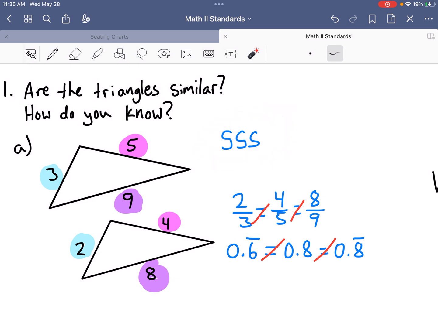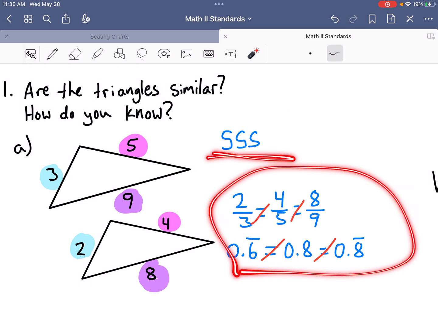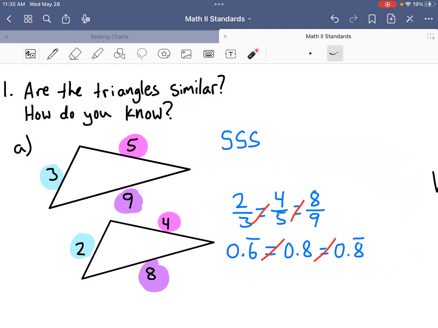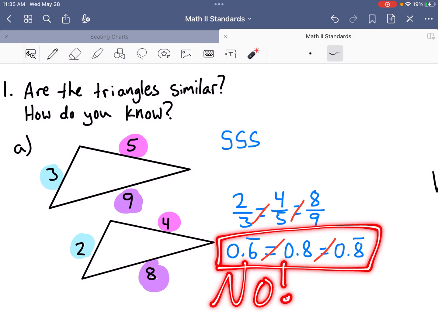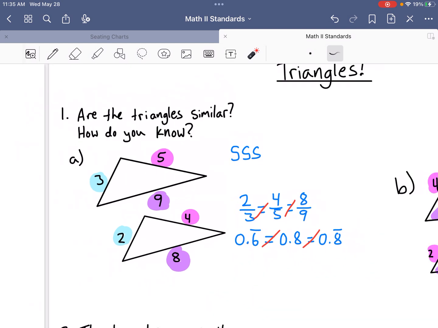You do need to show me this work, tell me which method you used, and then answer the question. The answer would be no, because the 3 corresponding sides are not proportional.